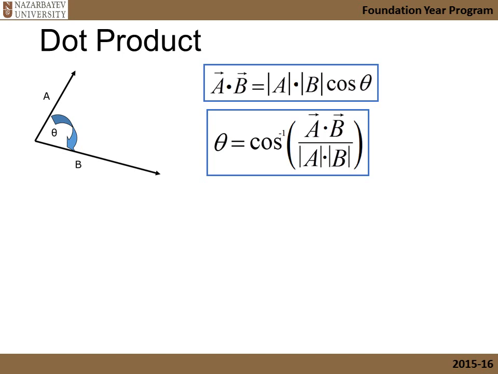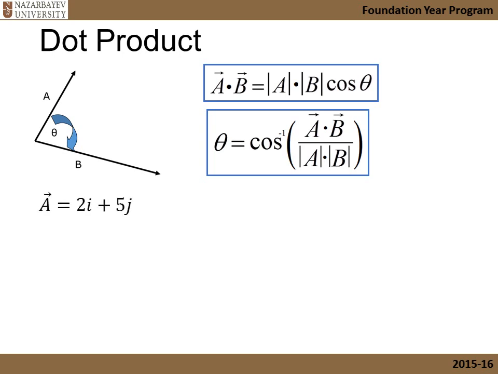We can use our previous formula for finding the angle between the vectors A and B. So our theta equals arccosine of the fraction, where in the numerator we have the dot product of A and B, and in the denominator we have the multiplication of their magnitudes.